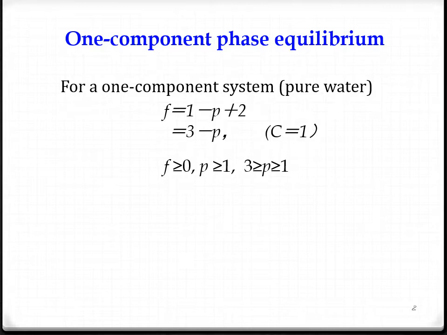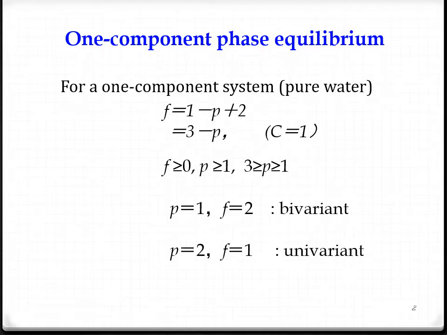For the degree of freedom, it must be more than or equal to 0, and phase must be more than or equal to 1. For phase equals 1, degree of freedom is 2. It is called bivariant. And phase equals 2, degree of freedom equals 1. It is called univariant. Whereas phase equals 3, degree of freedom equals 0. It is called invariant.